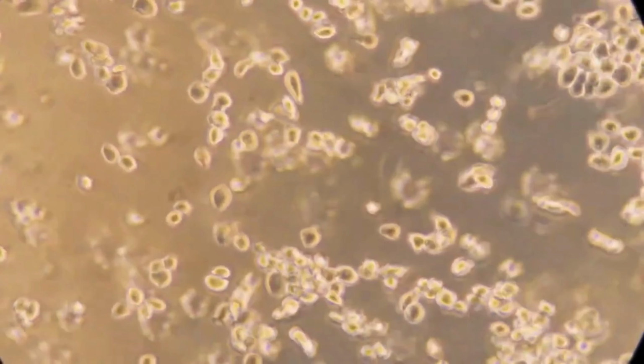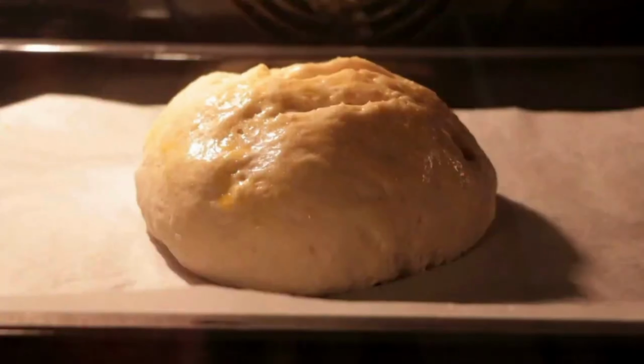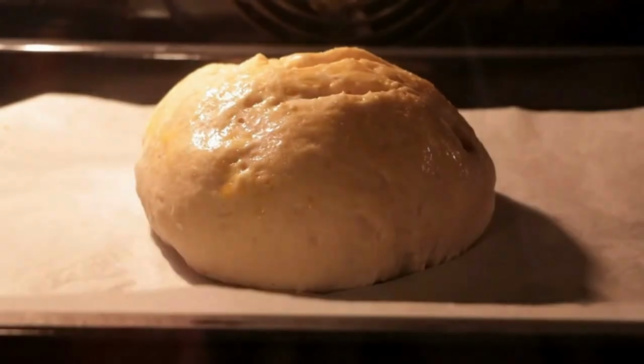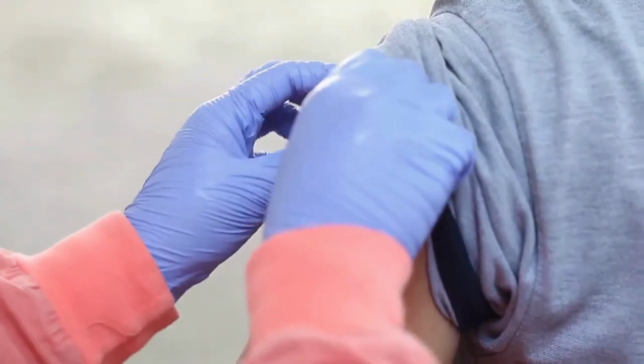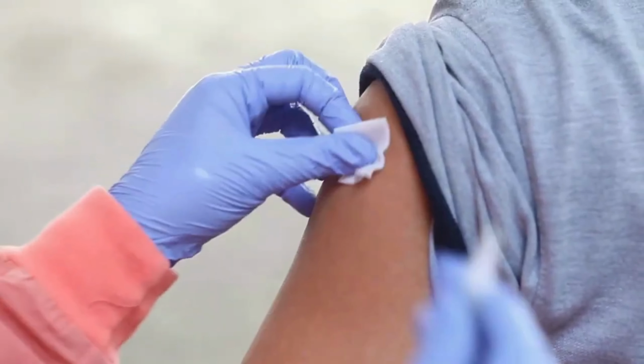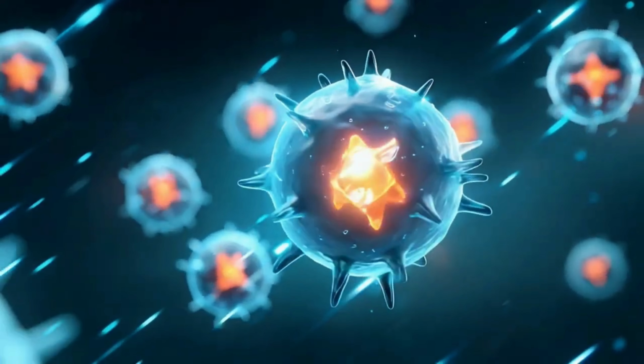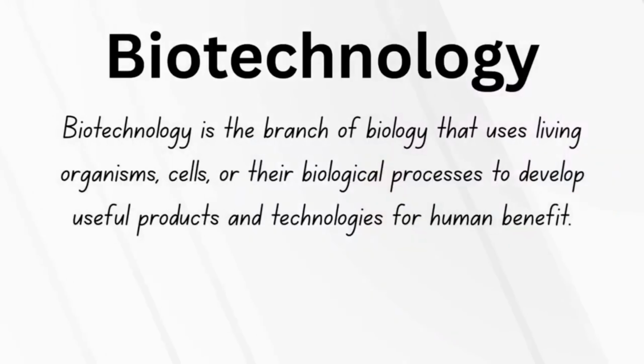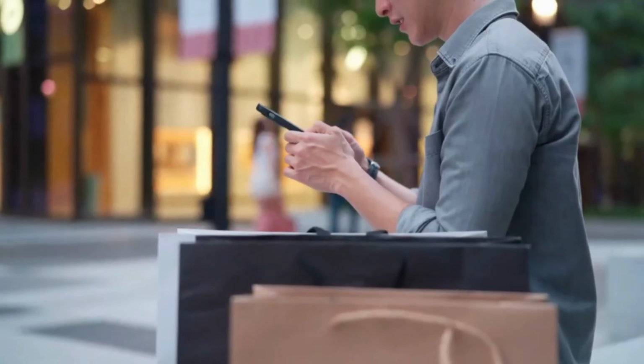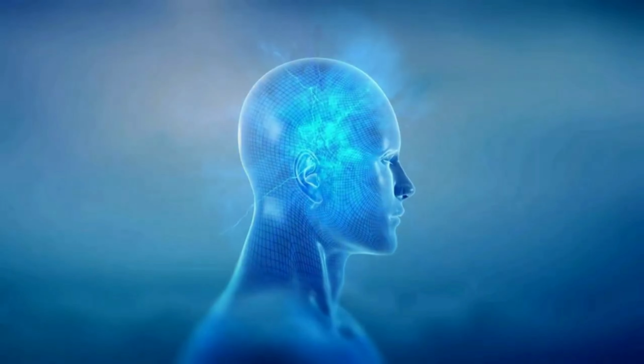Another example is the use of yeast in making bread. Yeast is a living organism that helps the dough rise. A third example is vaccines. Vaccines are developed using weakened or inactive microorganisms to protect us from diseases. So biotechnology shows us how biological knowledge is not limited to books or classrooms. It directly improves our daily life, health, and survival.